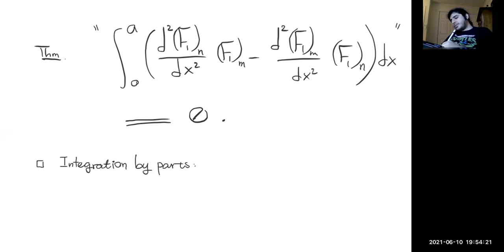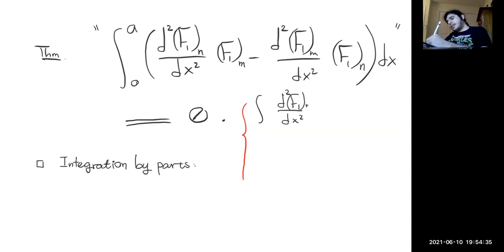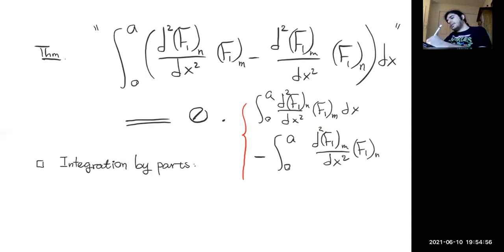Let's look at each part. So we have two integrals. Let's break it into two integrals. One is the integral of d squared f1 dx squared, f1n f1m from 0 to a. The other one is minus the integral from 0 to a of df1m, the second derivative with respect to x of f1, and dx. Let's compute these two using integration by parts.